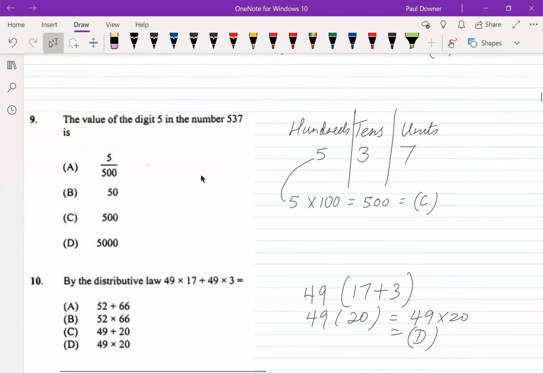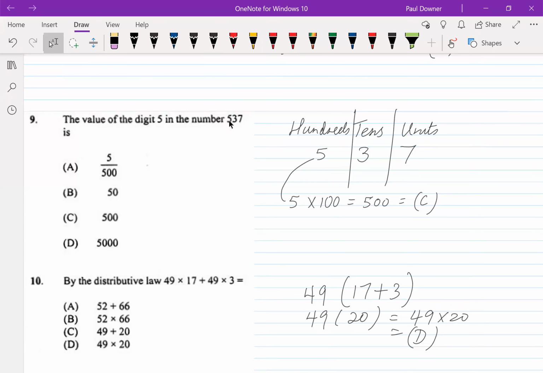Next one, number 9. The value of the digit 5 in the number 537. Now, this is a question, believe it or not, that they ask children from as early as standard 1 or standard 2, right? Where they want them to be able to tell them what is the value of different things. So what's the value of 7? What's the value of 3? What is the value of the digit 5? Okay?